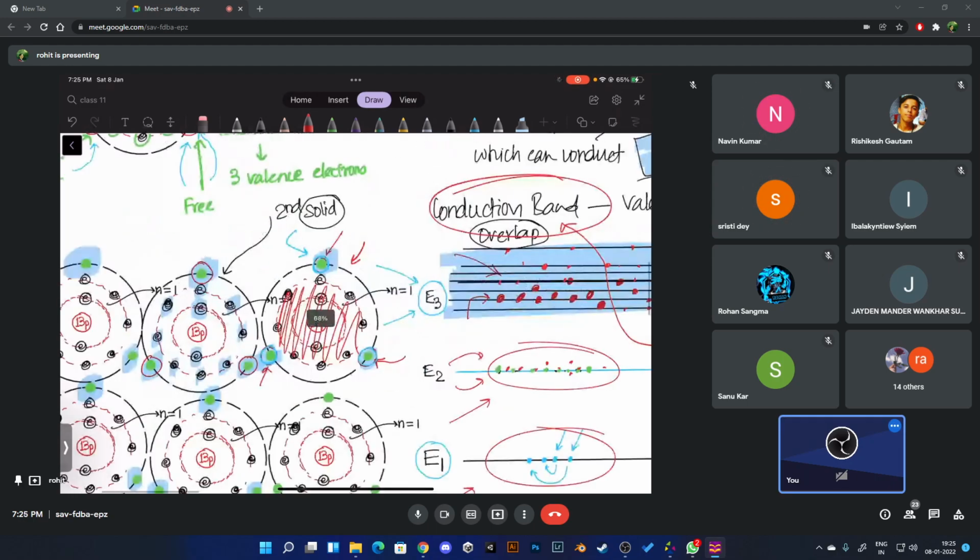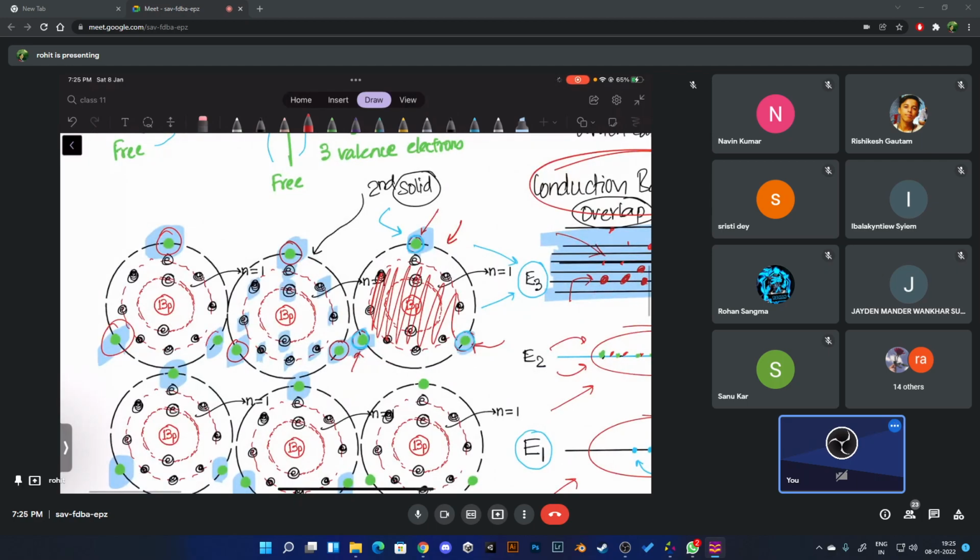I'm talking about them only. Look at this electron, this electron, this electron. Where are they present? Are they present in the valence band? Yes, they are present in the valence band. Do they conduct electricity? Yes, they conduct electricity. That means they are also present in which band? Conduction band. And this is the most important part.